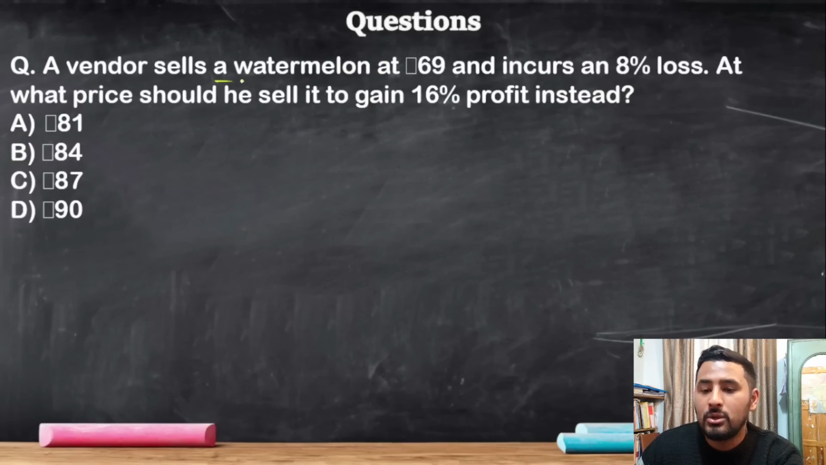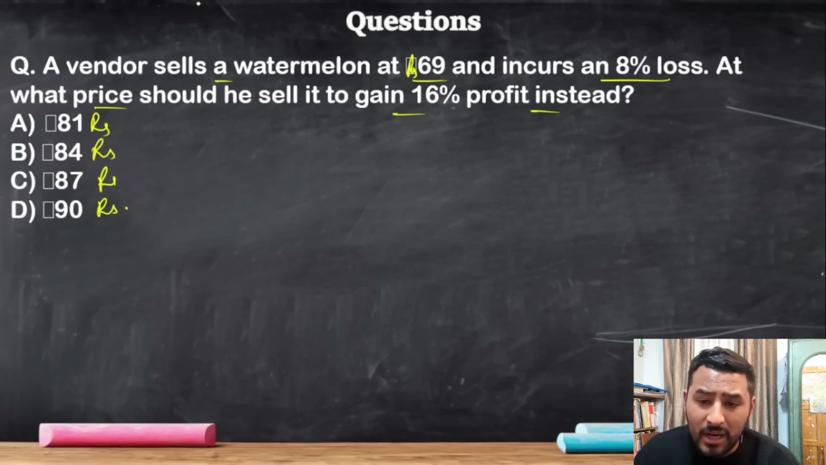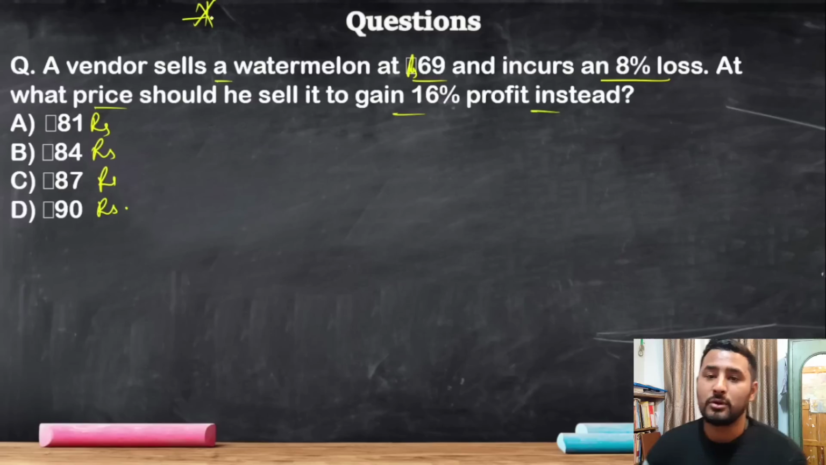A vendor sells a watermelon at 69. This is rupees 69. Okay, and incurs an 8% loss. At what price should he sell it to gain 16%? These are rupees. Okay, 81 rupees, 84 rupees, 87 rupees, 90 rupees. Now again, mark it as important.